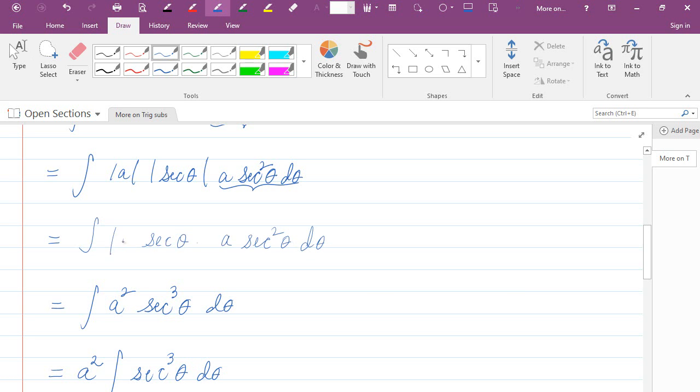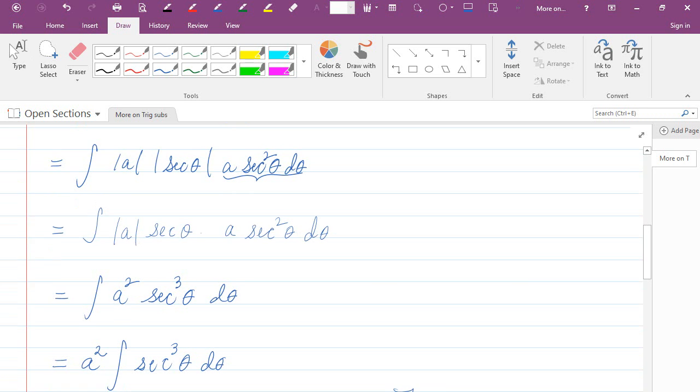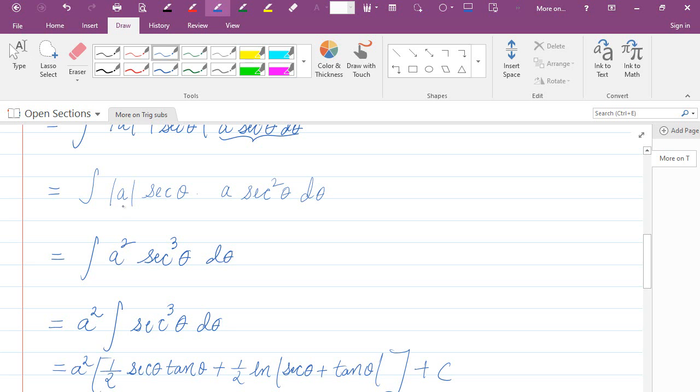And I have the absolute value of a here. But now the absolute value of a and a, when we multiply them, we are going to get a squared, and then secant theta times secant squared of theta is just secant cubed of theta. Okay, so let me take a breath here.